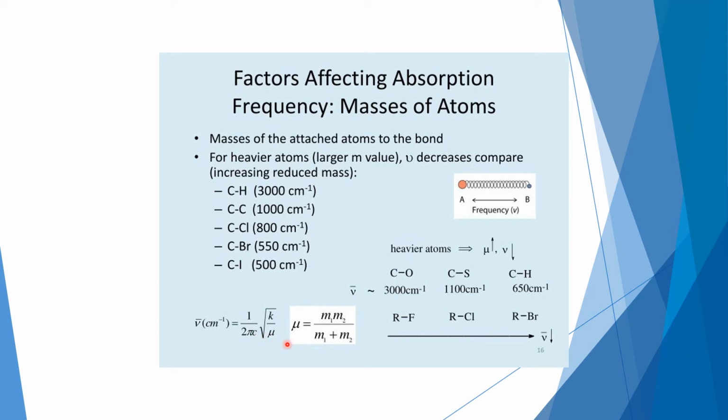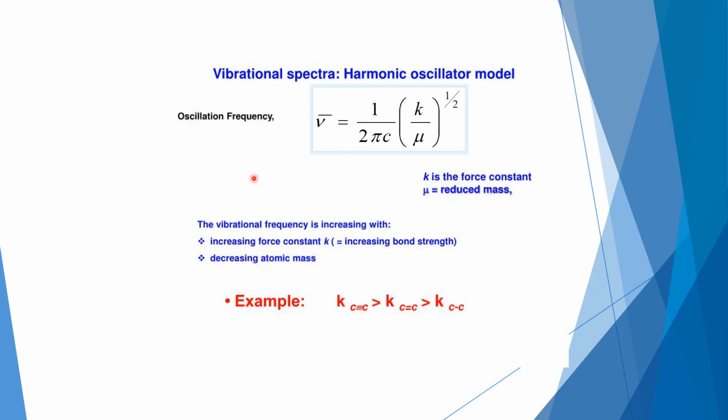As the reduced mass increases, the frequency decreases. We can see that as the reduced mass increases, the absorption frequency decreases. The second factor is the force constant. Here we can see that the frequency is directly proportional to the force constant. So that means as the force constant increases, the frequency increases.